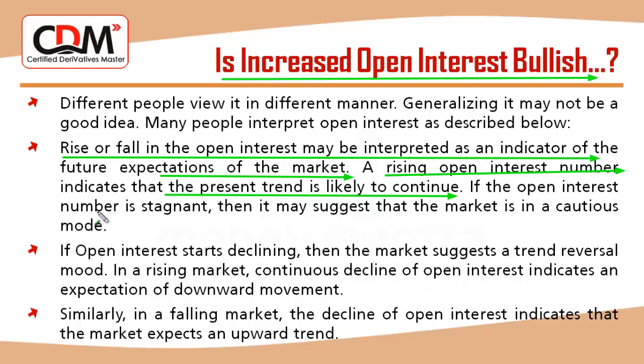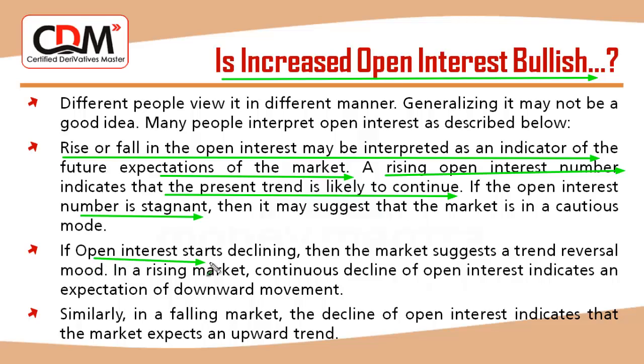Or if the open interest number is stagnant, then it suggests that the market is in cautious mode. If the open interest becomes stagnant, we can also think that the market is range bound, or the traders who have created either long or short positions have started distributing their positions to the retailers, and retailers are entering the market and absorbing the distribution from the operators.